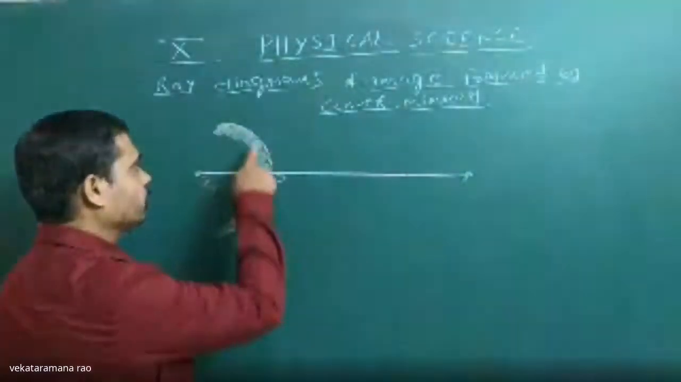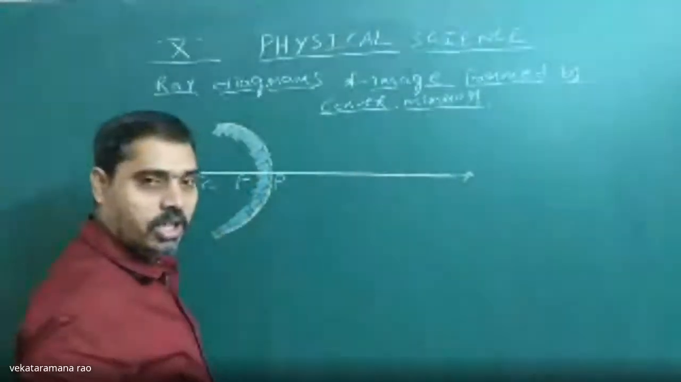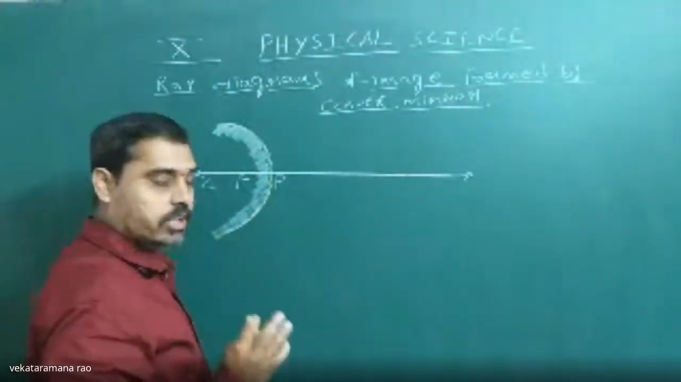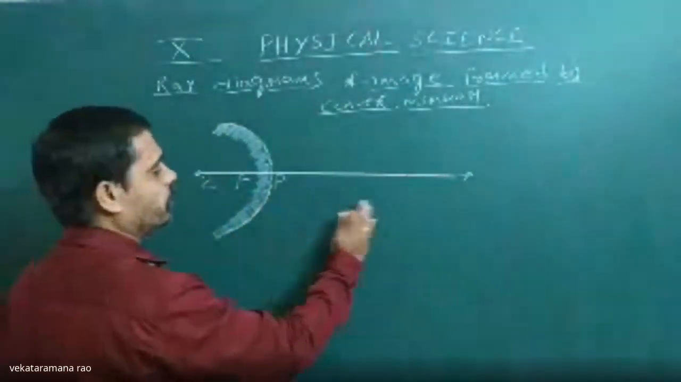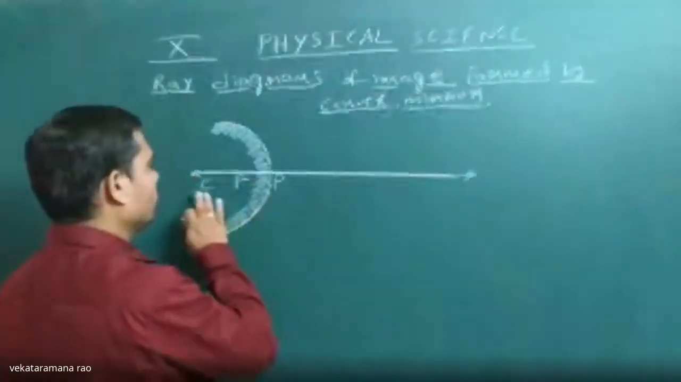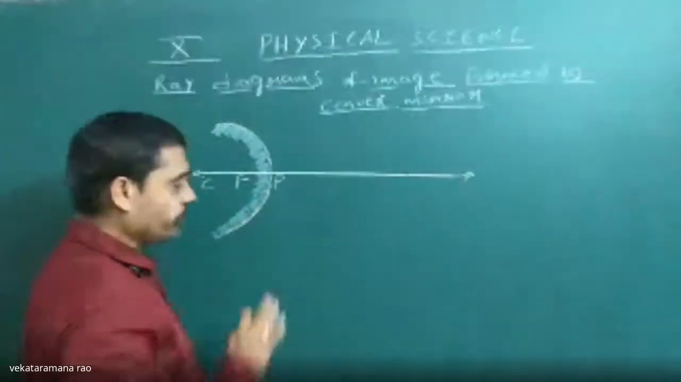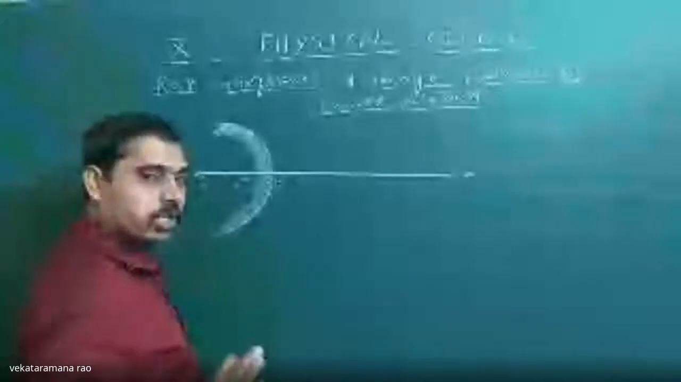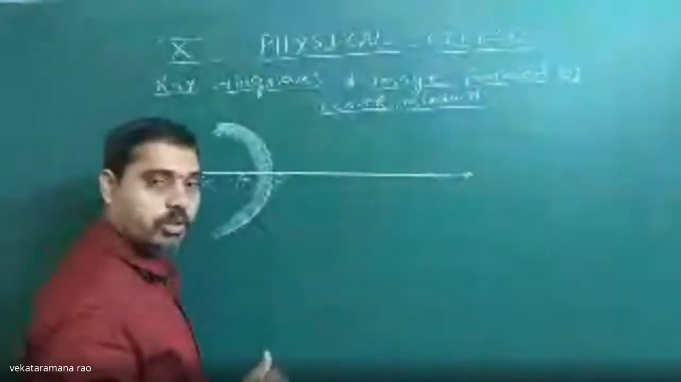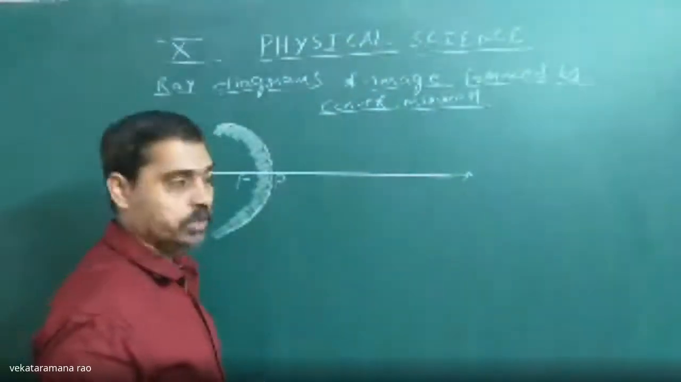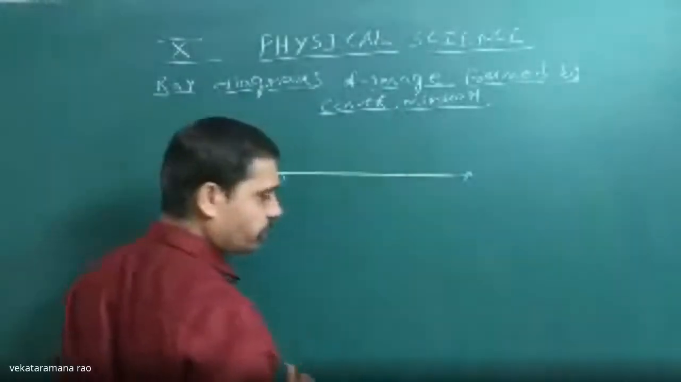For convex mirror, center of curvature and focal point are virtual. They are not real because the curvature is this side, but the front of the mirror is this side. That means we don't have a real center and real focus for this convex mirror. As a result, how many object positions are possible? Only two object positions are possible.